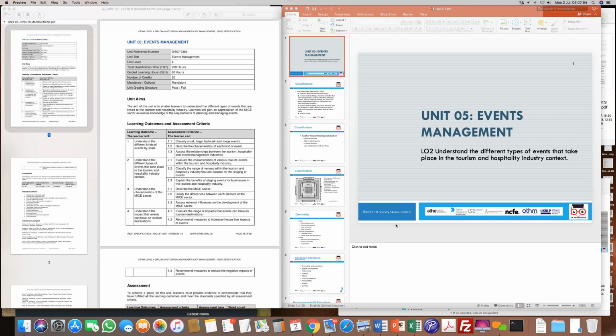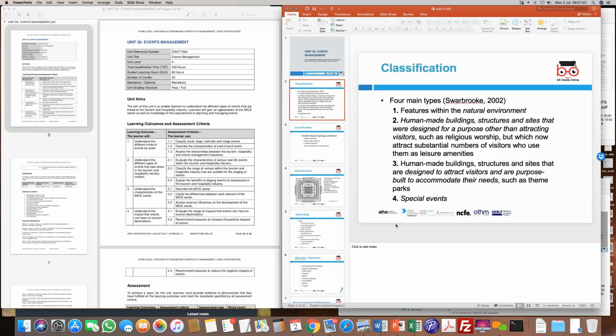So let's go through some of these slides. What we're looking at is understanding a classification. Swarbrooke, one of the researchers in this sector, has done a classification based on 4 types. He proposes that there are 4 different types of environments that people visit. That visit could be for personal, business, cultural or religious reasons. We looked at a couple in the first session, but he classifies them into 4 types.